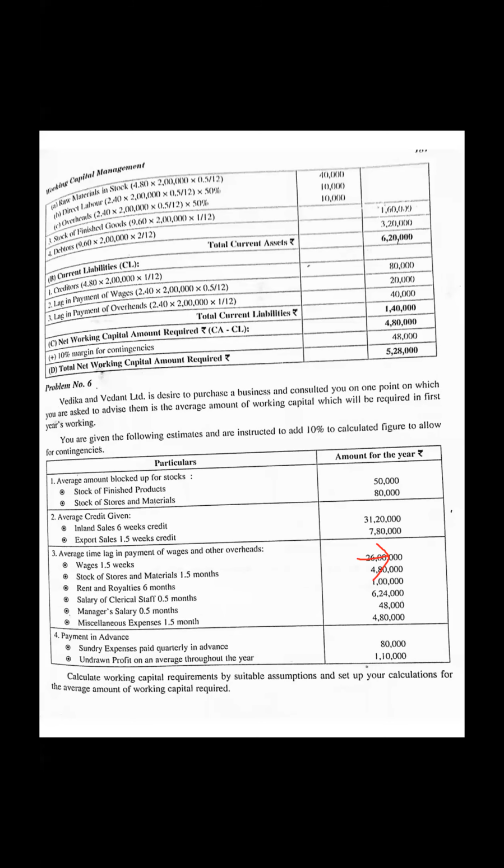Yeah. So whatever part comes in this, that is 4,80,000, you will calculate 10% of it. That 10% will be your margin for contingencies. Add this into your net working capital. This will give you the total net working capital required. Now, is it clear to everyone?